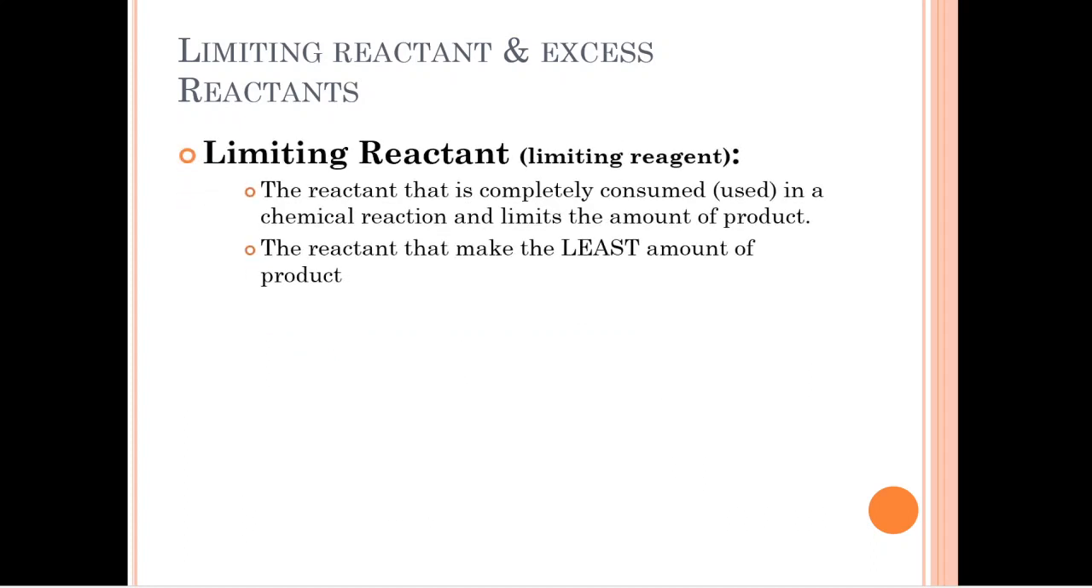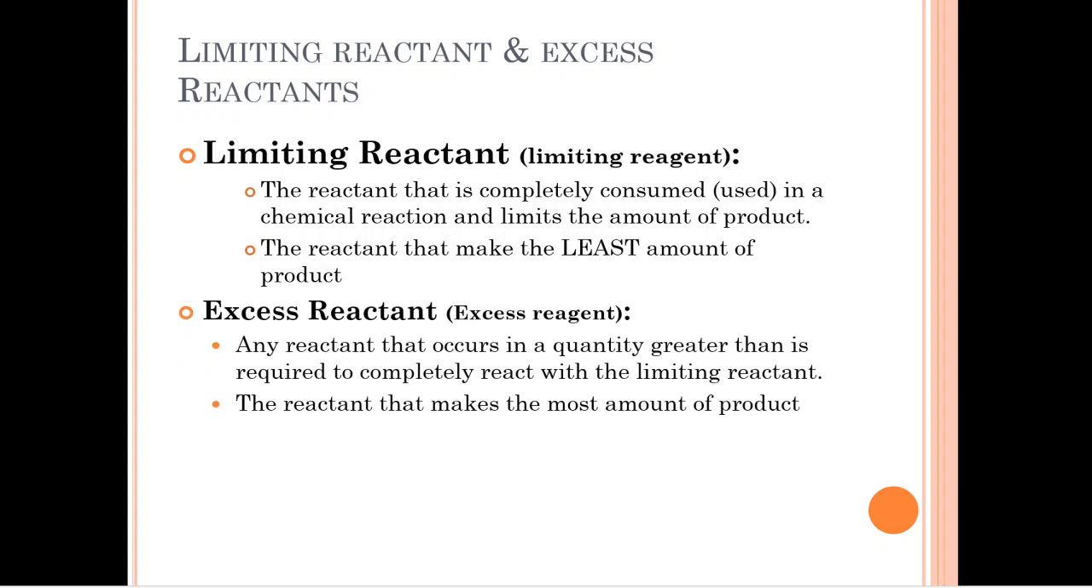Let's look at a couple of definitions too. The limiting reactant is the reactant that is completely consumed in a chemical reaction and limits the amount of product. That means there's none left over. It's the reactant that makes the least amount of product, just like the sauce made the fewest pizzas. An excess reagent is any reagent that occurs in a quantity greater than is required to completely react with the limiting reactant. Just like our cheese, it makes the most product, and it's going to have the most left over after the limiting reactant is used.